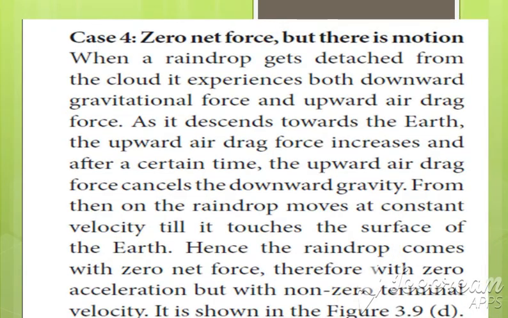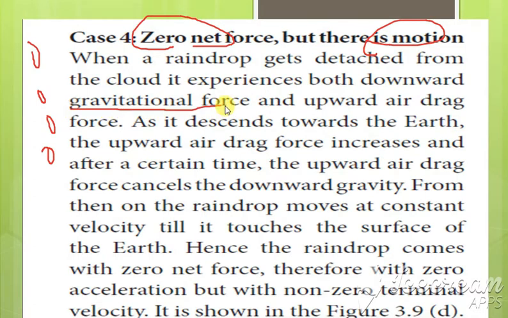that is zero net force but there is motion. So there is no force, but there is only movement. There is a motion but there is zero net force. So how it is when the raindrops get detached from the cloud. This is a raindrop, falling from the cloud to the earth. What happens is it experiences both gravitational force and upward drag force.